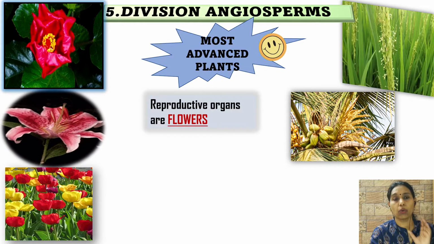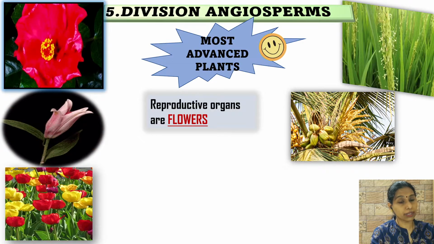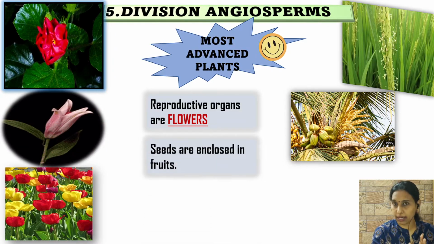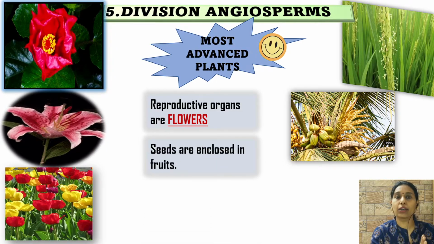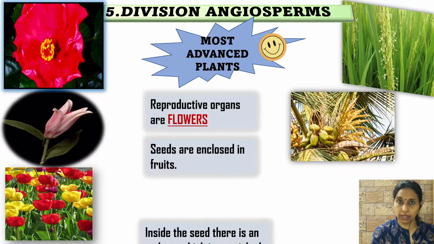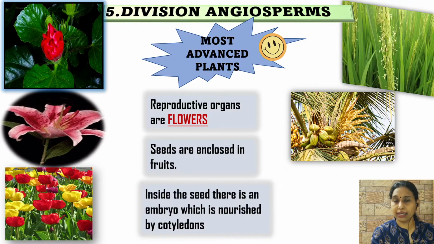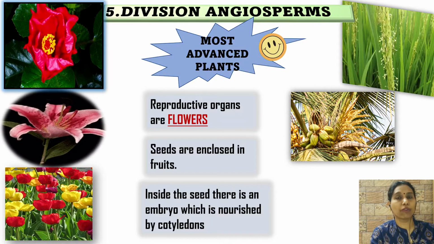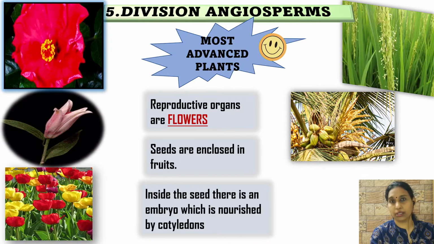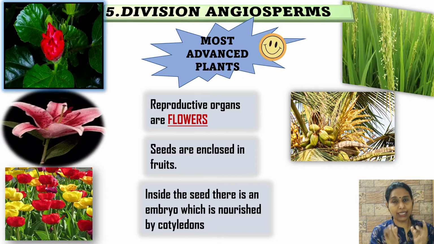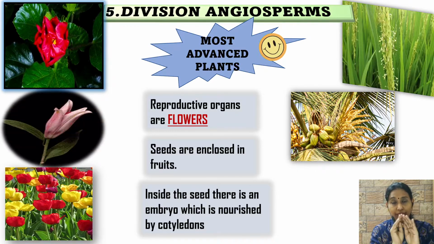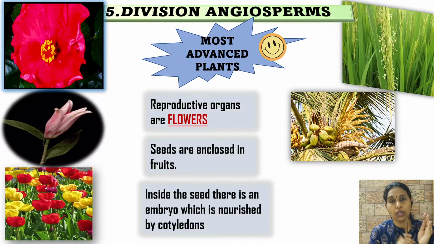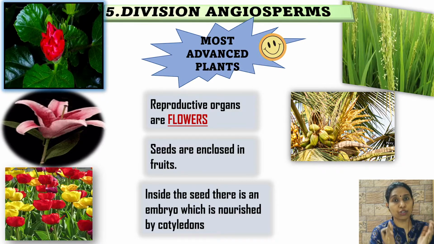Okay. Now, what do you mean by angiosperms? They are flowering plants. Their reproductive organs are called flowers. Okay. And the seeds are enclosed in fruits. And inside the seed, there is the embryo, which is nourished by the cotyledons. You have already learnt in lower classes the parts of the seed. It has a seed coat. Inside the seed coat, if you remove the seed coat, you see the two cotyledons. And at the base of the cotyledon, you can see the embryo. So the embryo is getting nourished by the cotyledons.